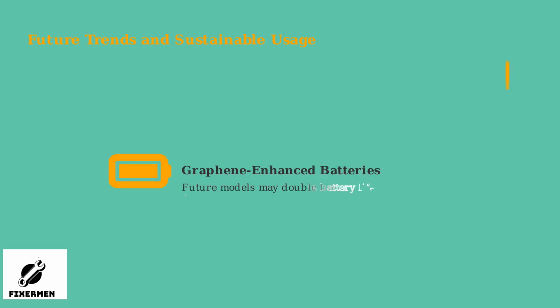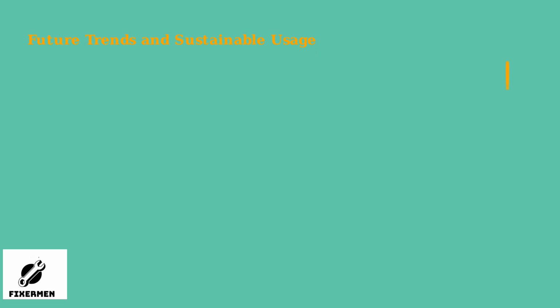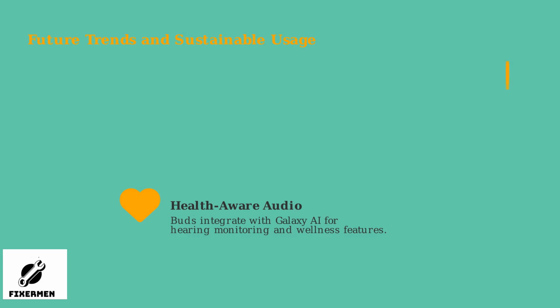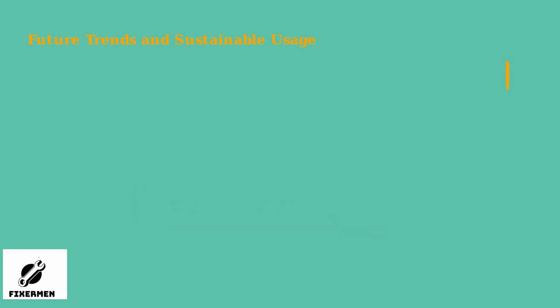Watch for graphene-enhanced batteries in upcoming models, which could potentially double the battery life compared to current versions by improving energy efficiency and reducing heat. Wearable health features are expanding, with Galaxy AI enabling hearing health monitoring and adaptive audio that adjusts based on your wellness data, such as heart rate or environmental conditions. These innovative features can all be explored and customized within the Samsung Galaxy Wearable app, keeping your buds experience cutting edge and sustainable.